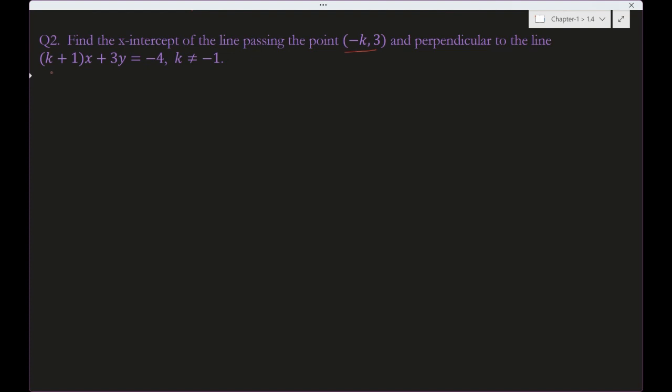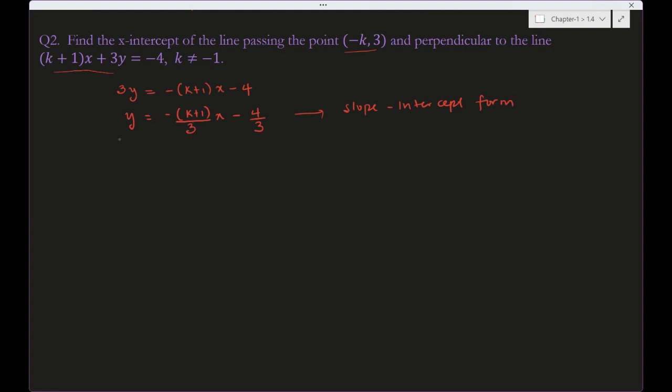So we can easily find the slope of this line by solving. We can rearrange and say 3y equals, we can transfer the whole of this to the other side, so we have minus 4. And now we have y equals minus (k + 1) over 3 times x, minus 4 over 3. So this is now in the slope intercept form of a line.